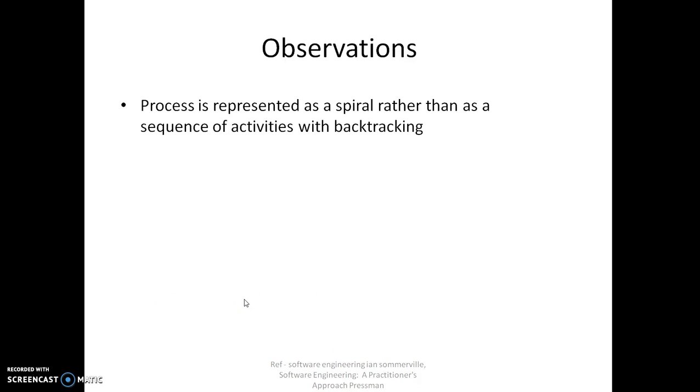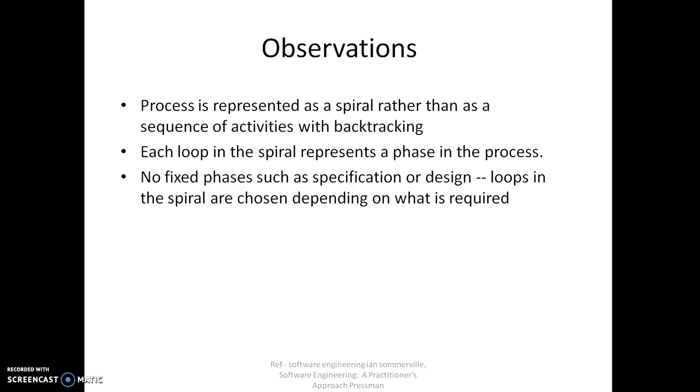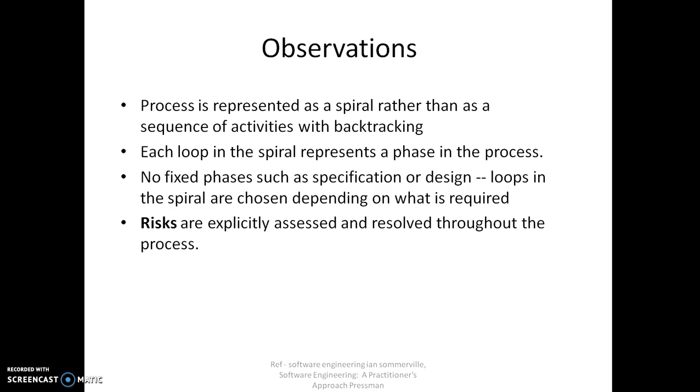The observations are: the process is presented as a spiral rather than as a sequence of activities with backtracking. Each loop in the spiral represents a phase in the process. There are no fixed phases, such as specification or design. Loops in the spiral are chosen depending on what is required. Risks are explicitly assessed and resolved throughout the process, and it uses prototyping.